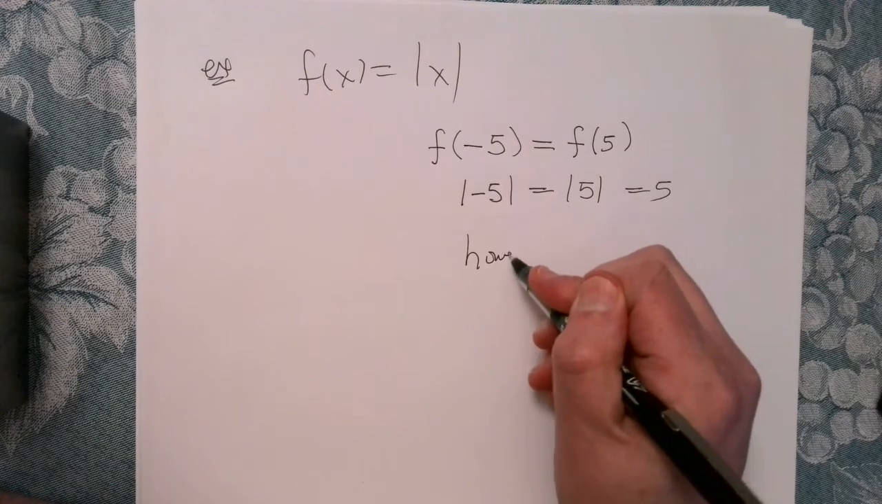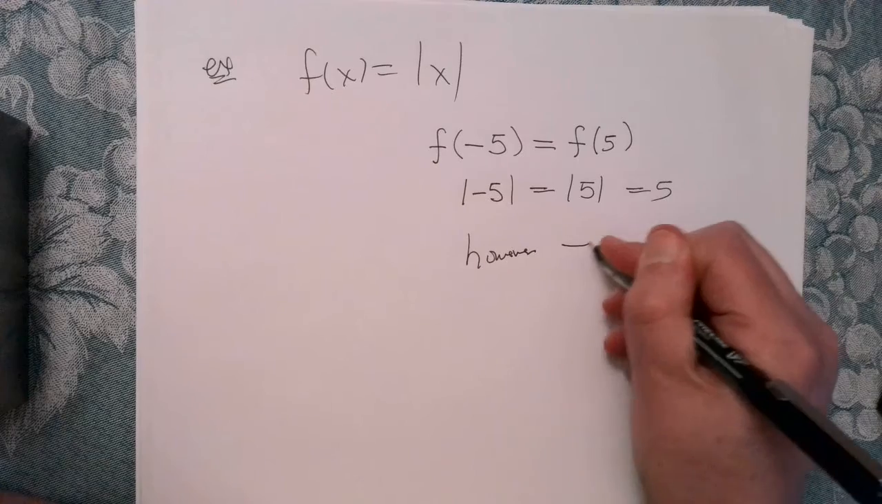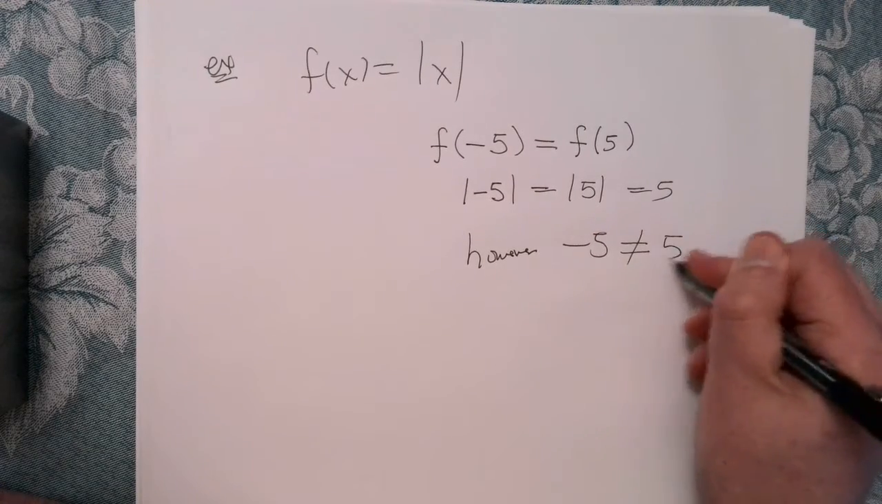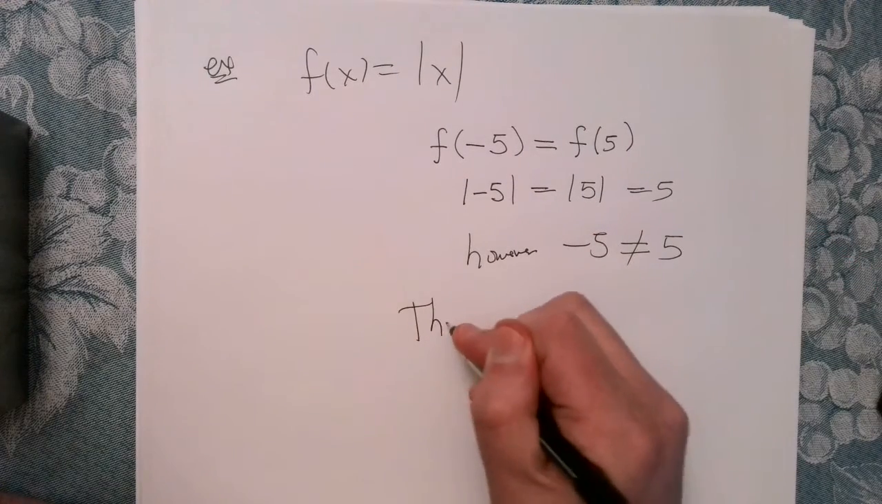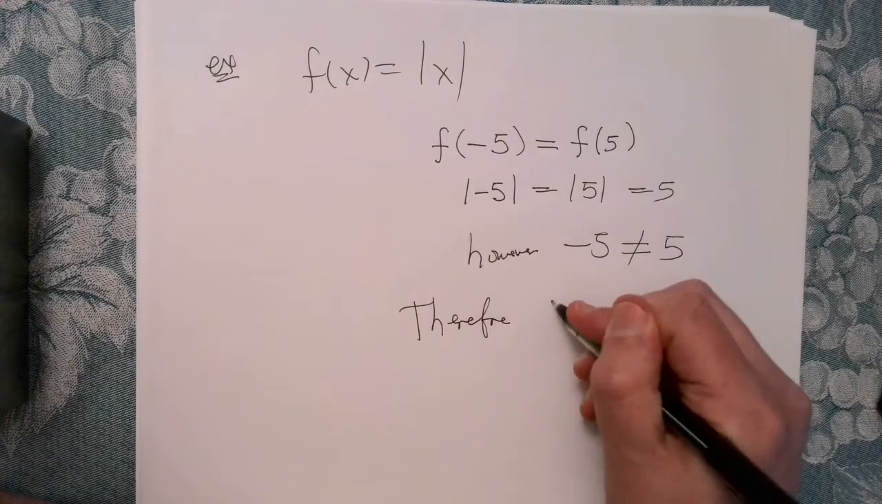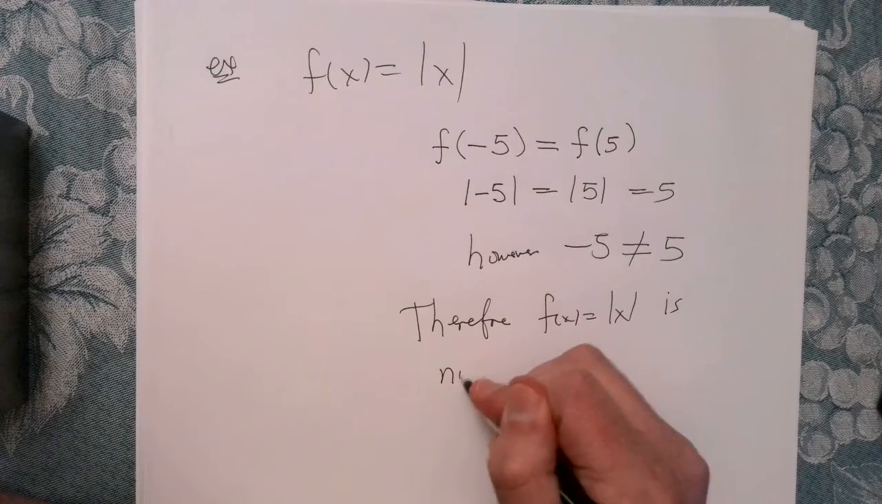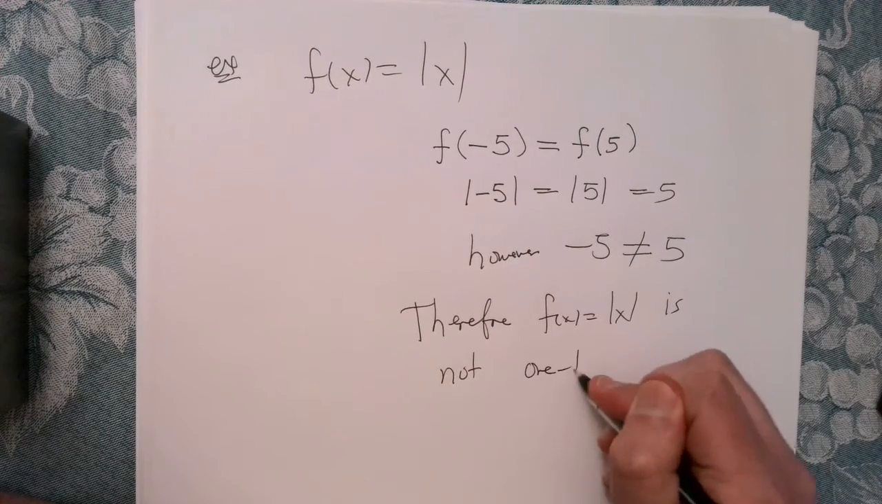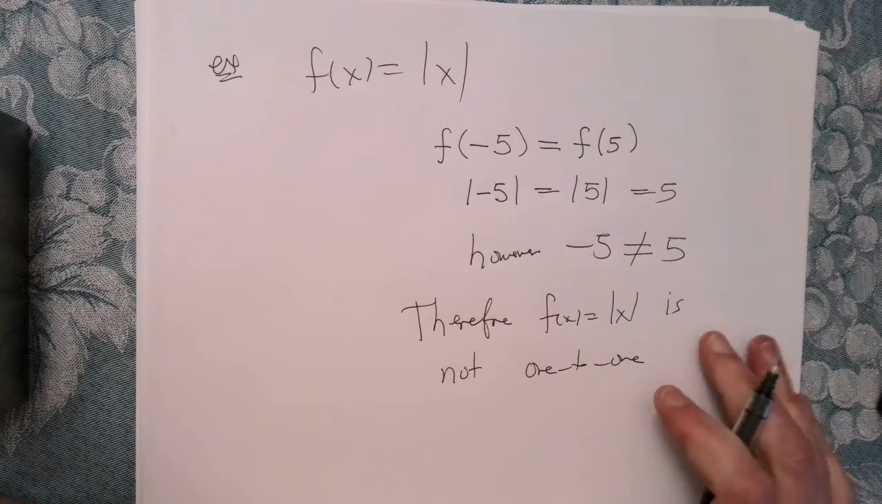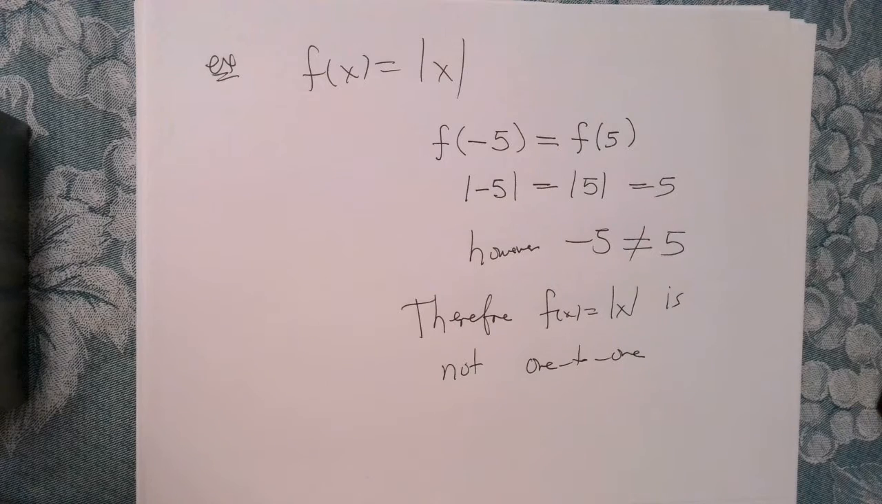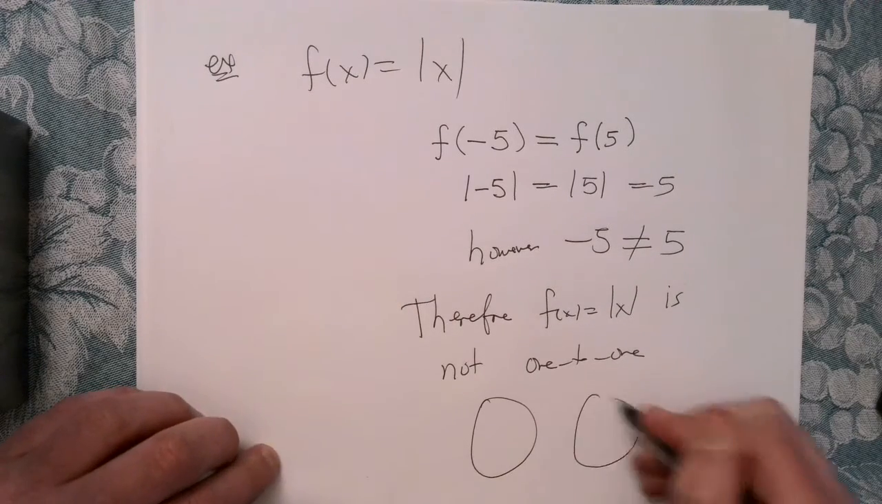However, -5 is not equal to 5. Therefore, f of x equals absolute value of x is not 1-to-1. Okay, so I hope that makes sense. Yeah, two different x values map to the same y value. That's not 1-to-1.